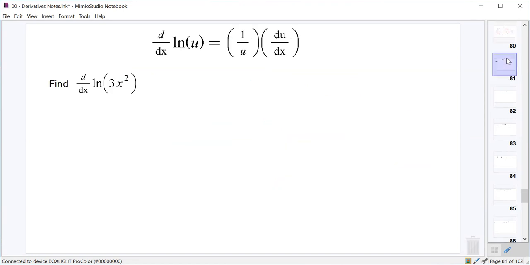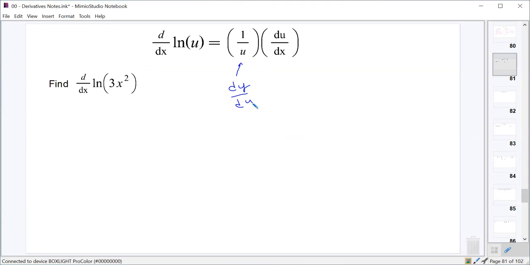And of course, we can take that and apply the chain rule with it. We can say that the derivative of the natural log of a function, the natural log of u, is just 1 over that function, and then times du/dx, right? This is our dy/du times du/dx for the chain rule.